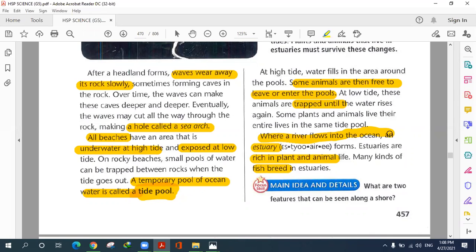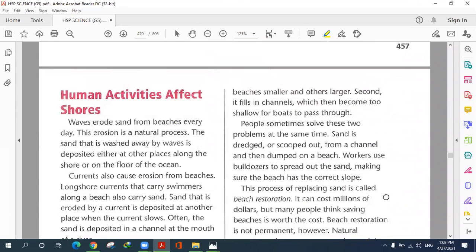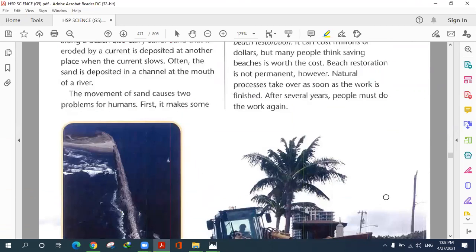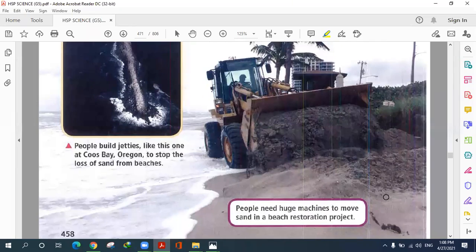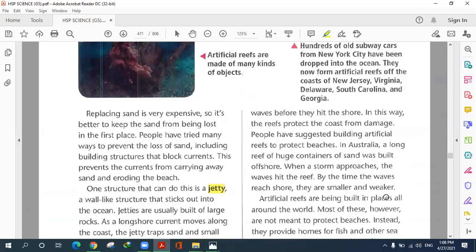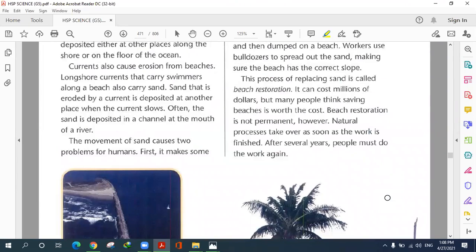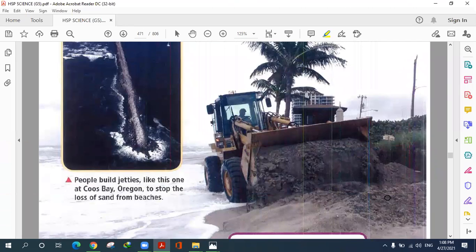So what are the two features that can be seen along the shore? We can see headlands, we can see tide pools, right? Those are two features that we can find on the shoreline. So I will finish today. This is the end of the part we're taking today. Next time, we're going to learn about human activities that affect the shore. What can we do to protect the shore from being weathered, and from being eaten away so we can have it for a longer time? How can we fix that?